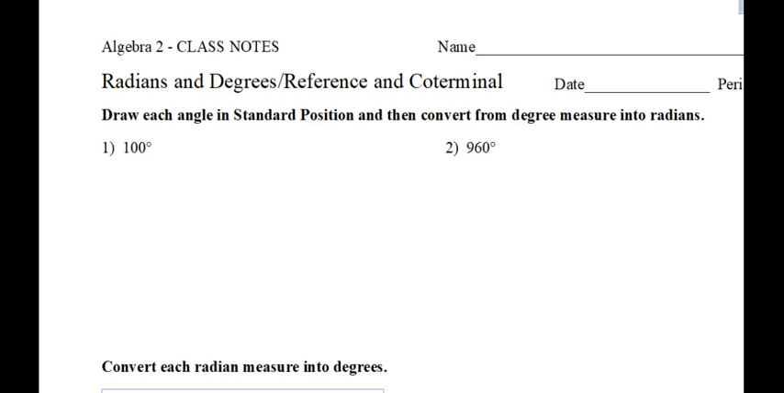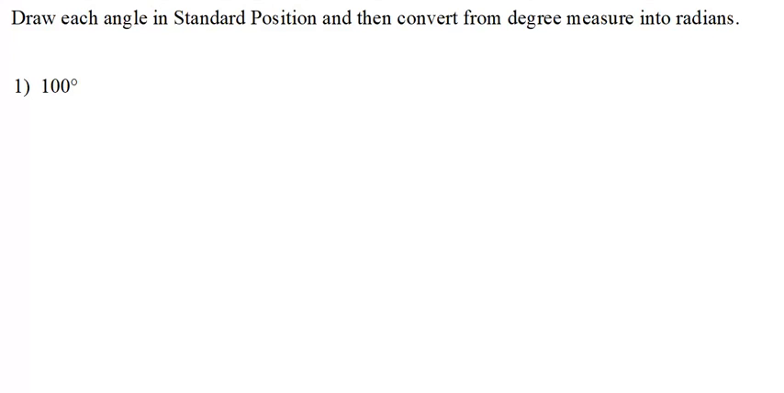Today we have several things we get to talk about: radians, degrees, reference angles, and coterminal angles. In this first example, we're asked to draw an angle in standard position, and then we're also asked to convert this angle from degrees to radians. So I'm going to take you through both parts.